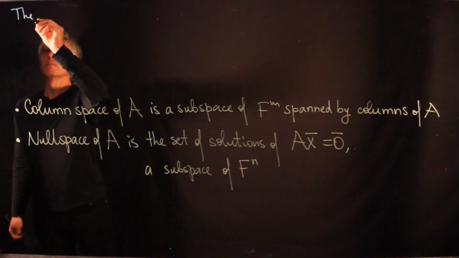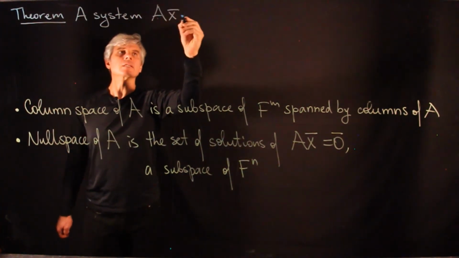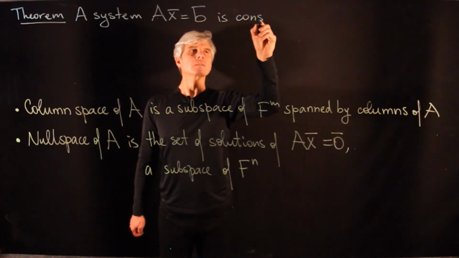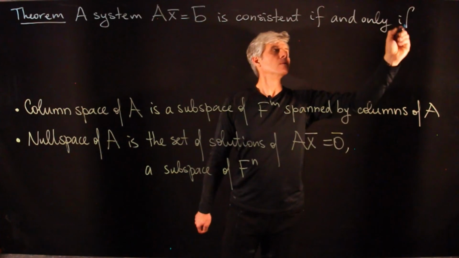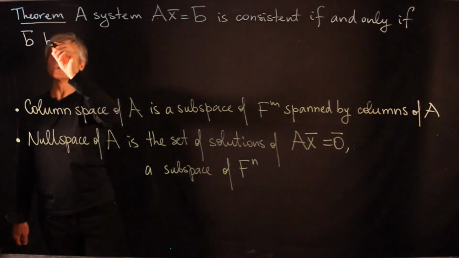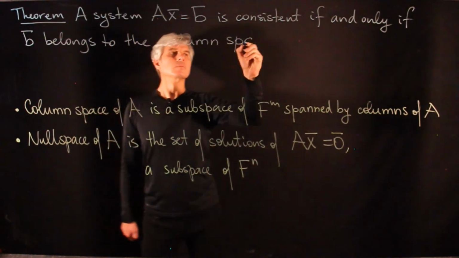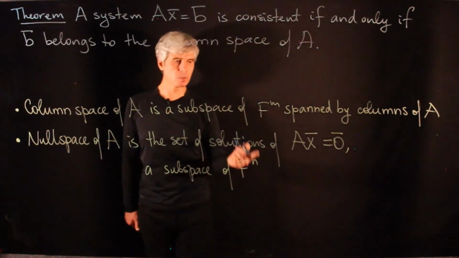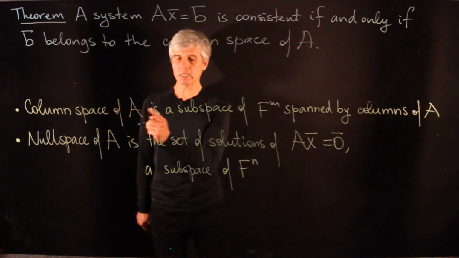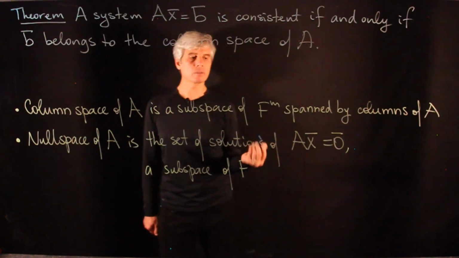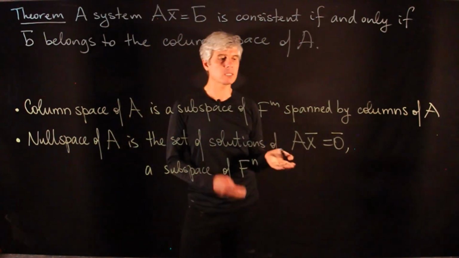Let us state the following theorem. A system AX equals B is consistent if and only if B belongs to the column space of A. So we see that B is a vector that has m components, so it lives in the space Fm, and the column space is a subspace in Fm. What we say is that this system is consistent when the given right-hand side vector belongs to the subspace spanned by the columns.